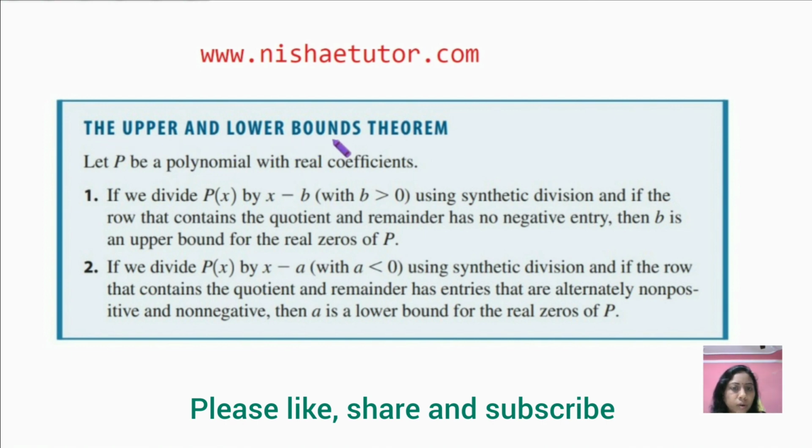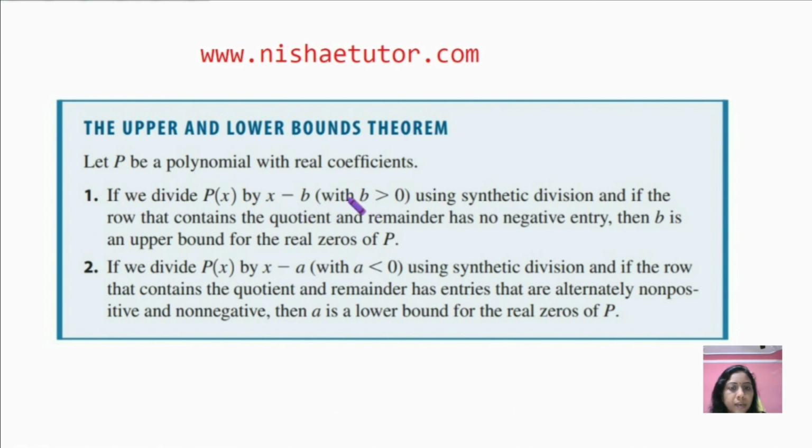Here is the upper and lower bounds theorem. Let P be a polynomial with real coefficients. First rule, if we divide P(x) by x minus b, with b greater than 0, it means b is positive, using synthetic division, and if the row that contains the quotient and remainder has no negative entries, then b is an upper bound for the real zeros of P.